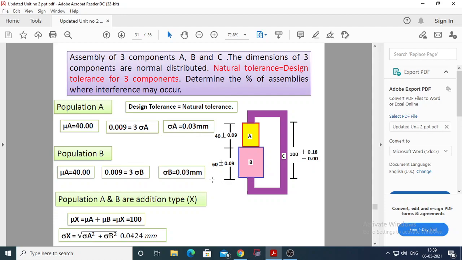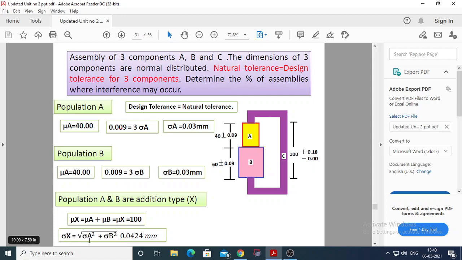Once you have the values for population A and population B, we go to population C. Populations A and B are of the adding type, X. We can write X for that. Then we find the mu for X. Mu X is equal to mu A plus mu B, which is 40 plus 60. You will get 100.